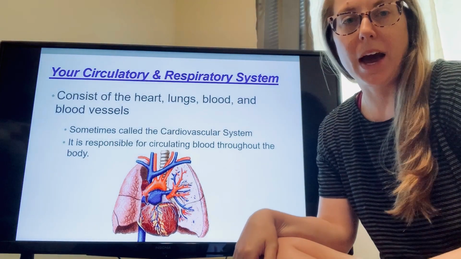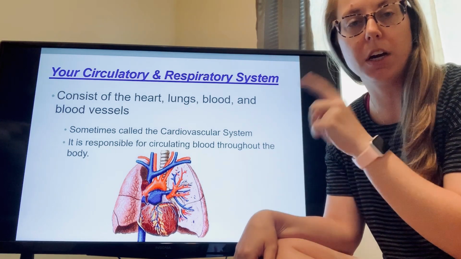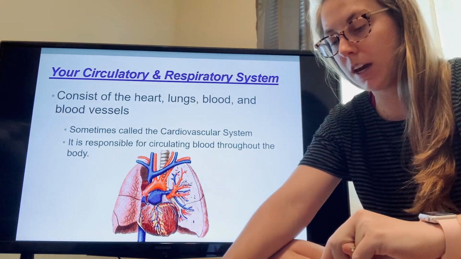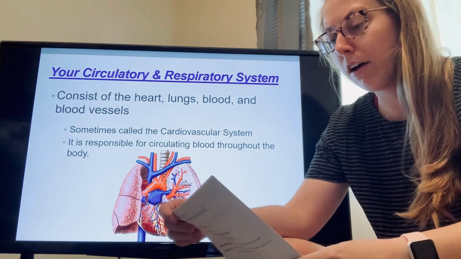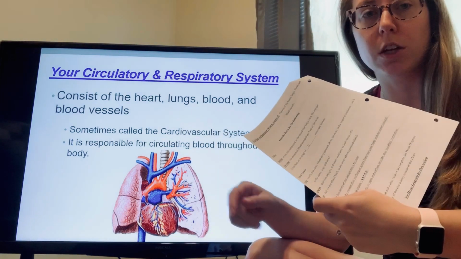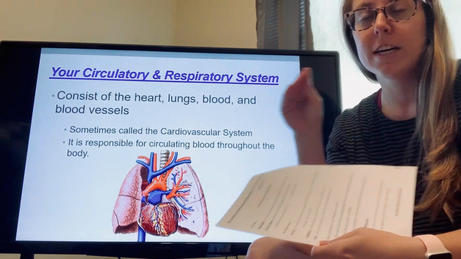Hey guys, welcome back. Today we are going to continue working through our notes. And it's a small section today, so we won't be here too long. So if you can open up your notes packet, whether it's on the computer or printed out, I have my copy from school.